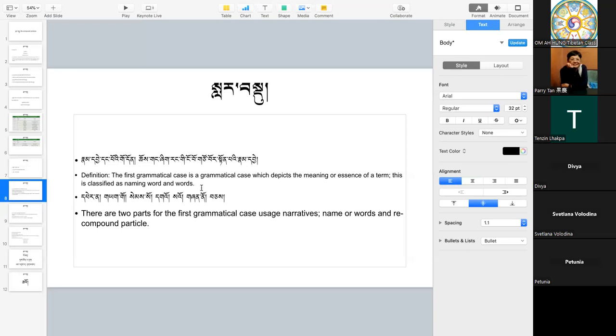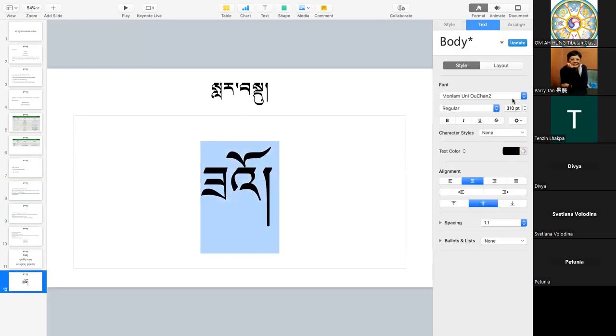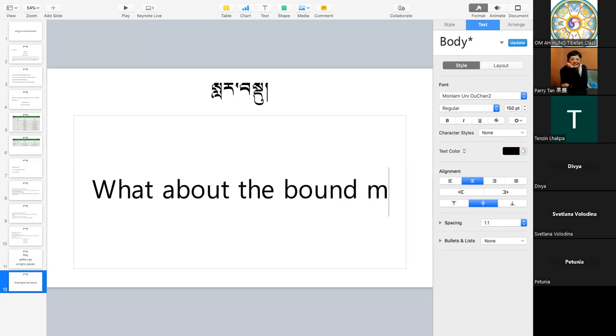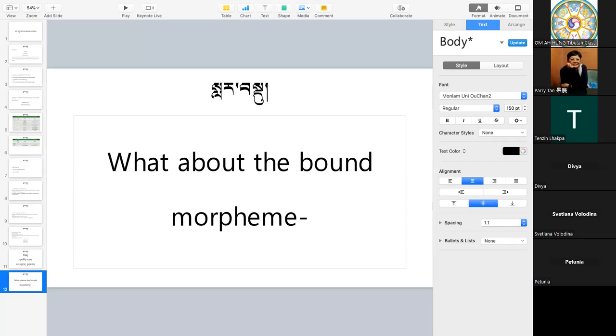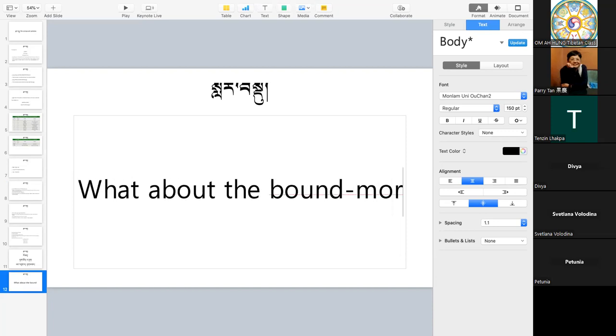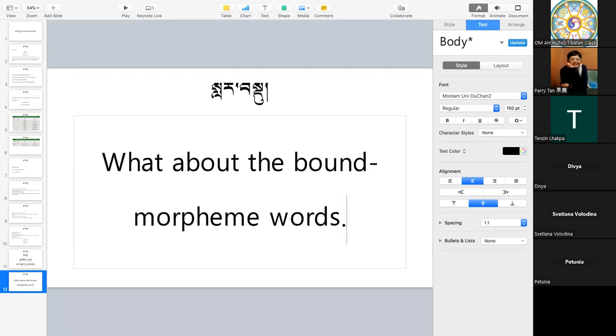So now there's actually a small question here. Okay, let me write the question here. The question will be, what about the bound morpheme words? What about the words that cannot show a meaning by themselves?